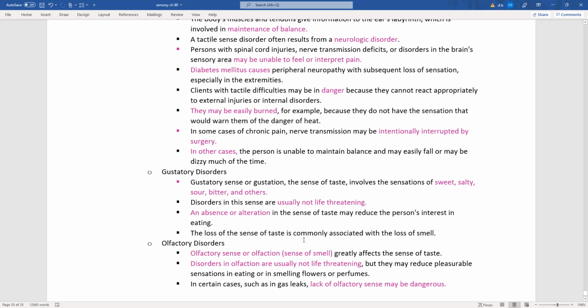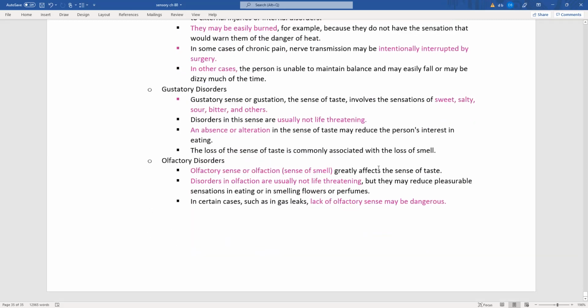So the loss of sense of taste is commonly associated with the loss of smell. Y'all know when people say, "Oh, did y'all smell her? That got up in my mouth." It goes hand in hand.